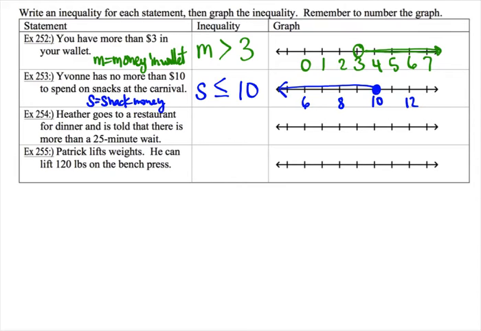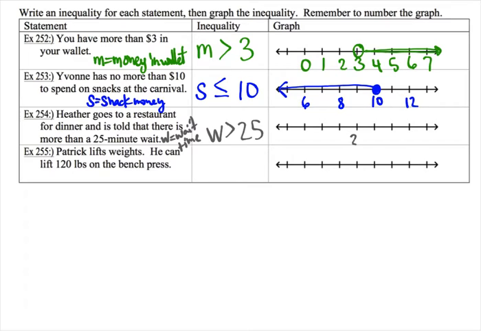Okay, Heather goes to a restaurant for dinner and is told there is more than a 25-minute wait. Let's use W for the wait time. And now we're comparing W to 25 minutes. Now we're told there is more than a 25-minute wait. More is just greater than. Could it be exactly a 25-minute wait, depending on the wording here? It says more than 25 minutes, so it's going to have to be greater.